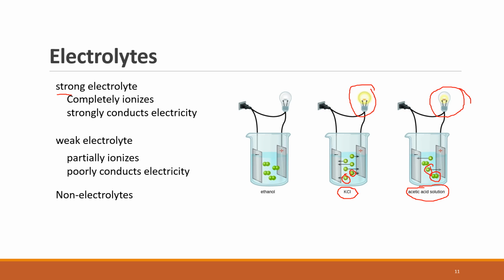The last one will be the non-electrolytes. So non-electrolytes do not ionize at all. So no charged particles in solution, meaning they cannot conduct electricity. The example here is ethanol, which is a covalent compound made up of carbon, hydrogen, and oxygen. So all nonmetals that do not dissociate when dissolved in water, meaning no electricity, so the light bulb does not light up.